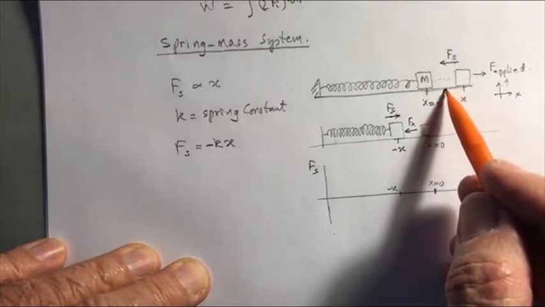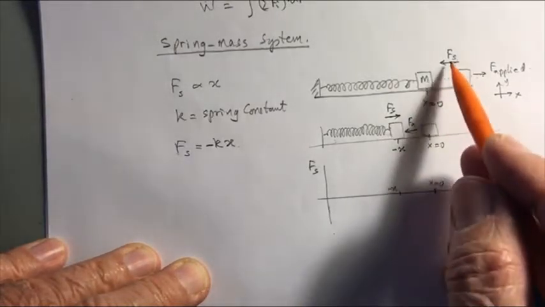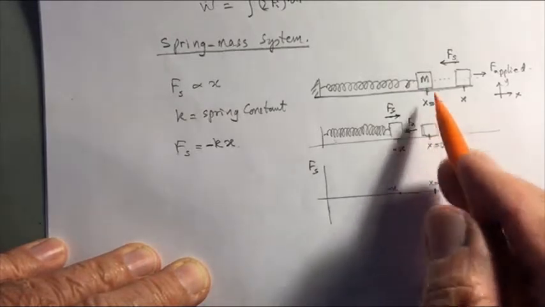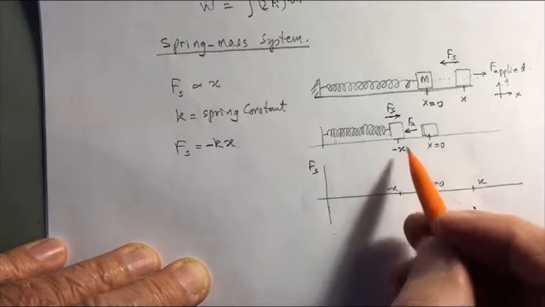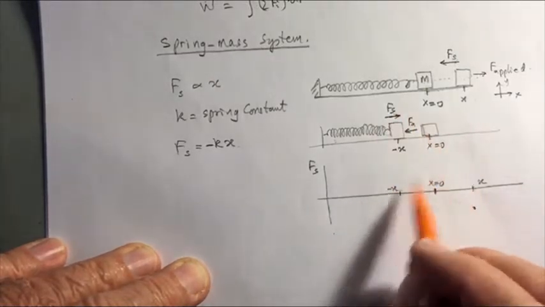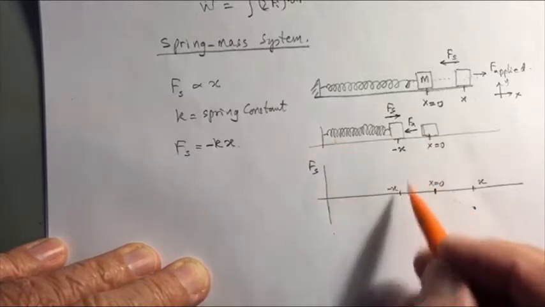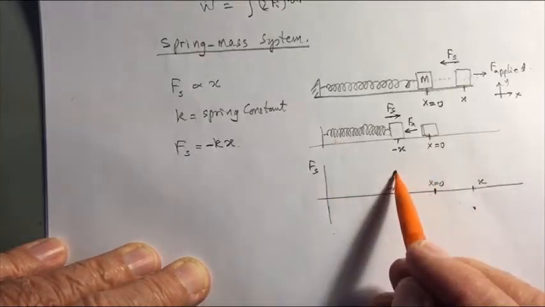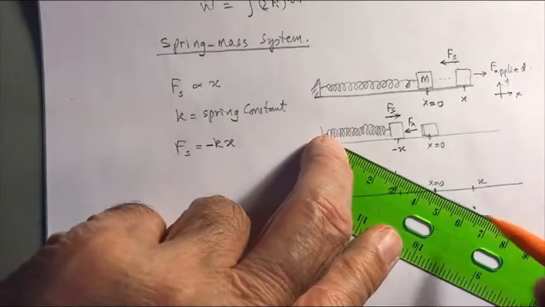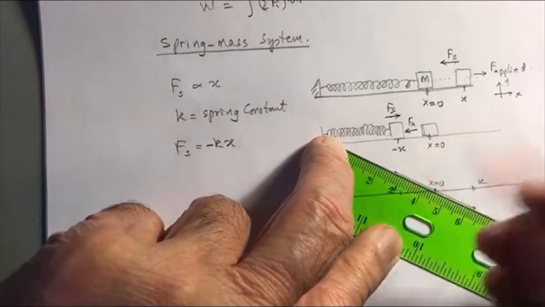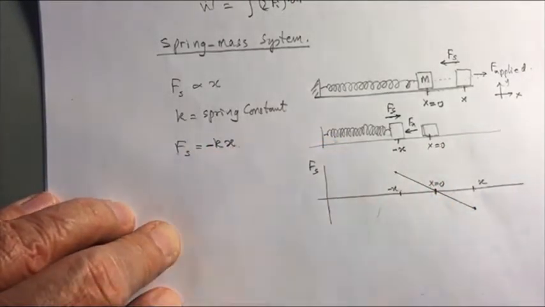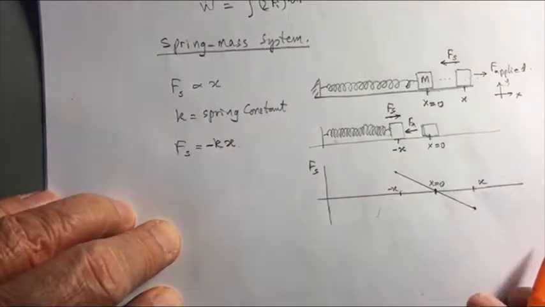And then as x gets smaller, the magnitude of the restoring force gets smaller, smaller and smaller. At x equal to 0, there is no restoring force. And then at the other end, when x is negative, the restoring force is positive. So this is the positive direction. So it's somewhere here. Well, this turns out to be a straight line. And the reason why it's a straight line is because F is kx. And that's an equation for a straight line.